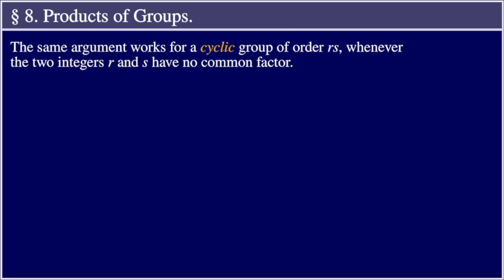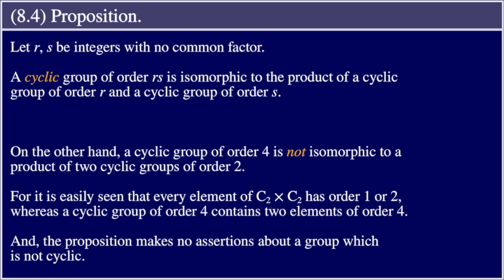The same argument works for cyclic groups of order rs, whenever the two integers r and s have no common factor. 8.4. Proposition. Let r and s be integers with no common factor.